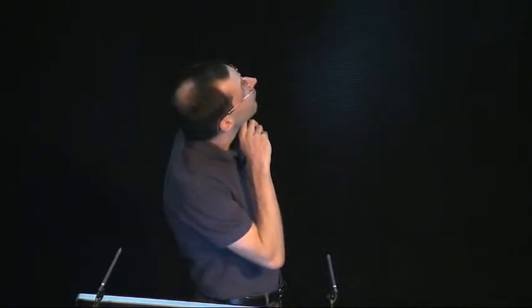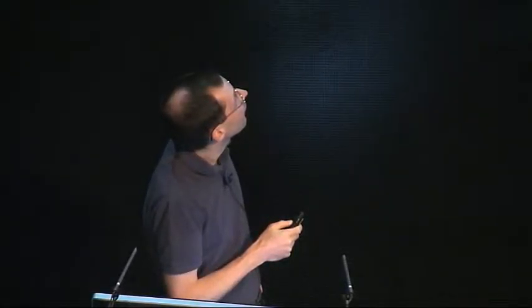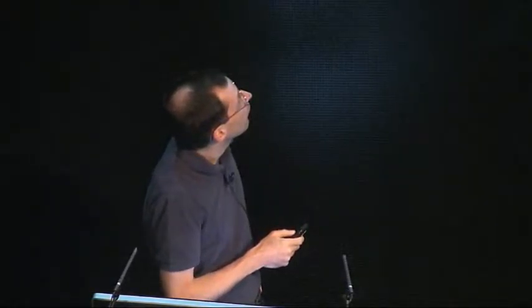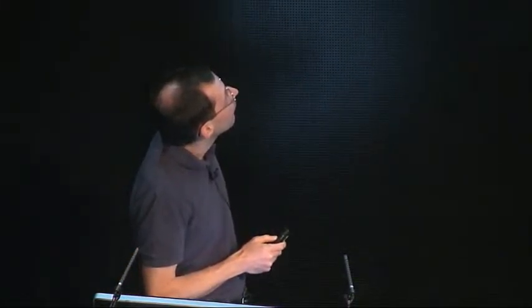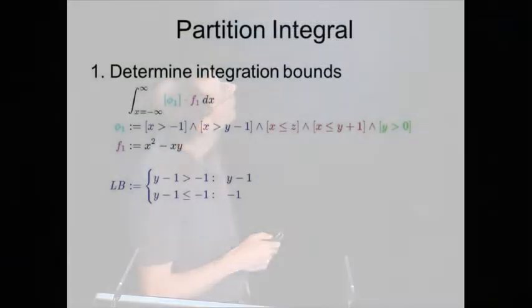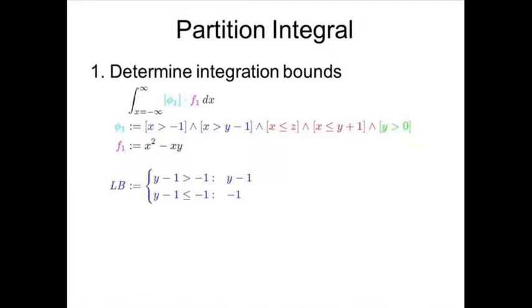If you think about it, the constraints are doing nothing more than constraining the bounds of integration. So I know that x has to be greater than -1 and greater than y minus 1. Otherwise, the value of phi 1 times f1 is just 0 and doesn't contribute to the integral. So in fact, my lower bound is going to be the max of -1 and y minus 1. But I said I can do the max earlier. It's just a piecewise function.